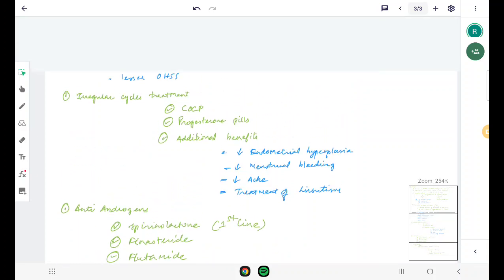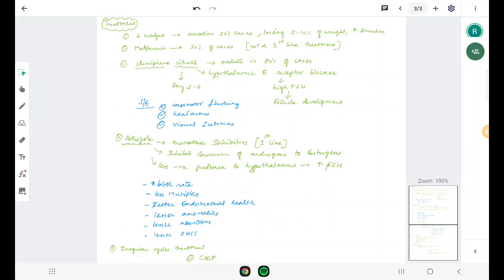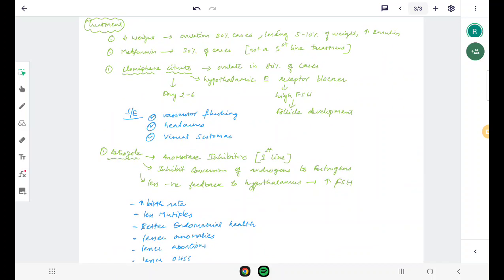So now coming to the treatment of PCOS, the first line treatment we have to do is lifestyle modification, so decreasing weight. That even causes ovulation in 30% of the cases, so losing 5 to 10% of body weight decreases insulin. And also you have metformin, which is an insulin sensitizer, so that also causes ovulation in 30% of the cases, but it's not used as a first line treatment.